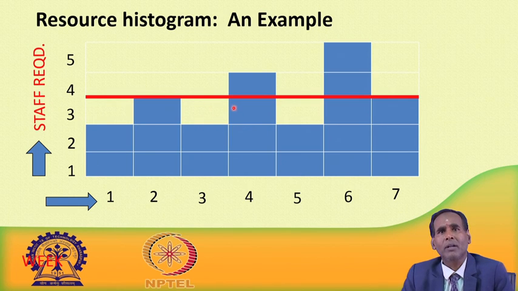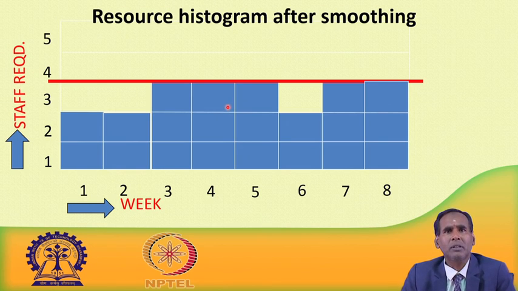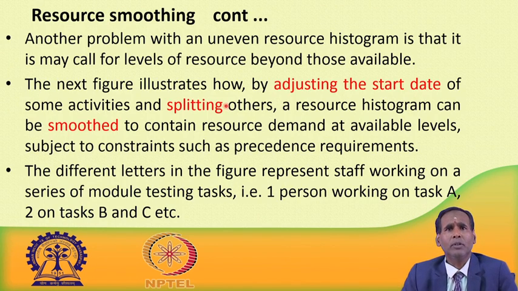So, this histogram is being smoothened here, and let us see how we can smoothen resource histograms. Before that, let us see another problem with an uneven resource histogram. It may call for a level of resources beyond those available. Say 10 resources are available, but this type of uneven resource histogram may require 15 manpower. So, what to do?